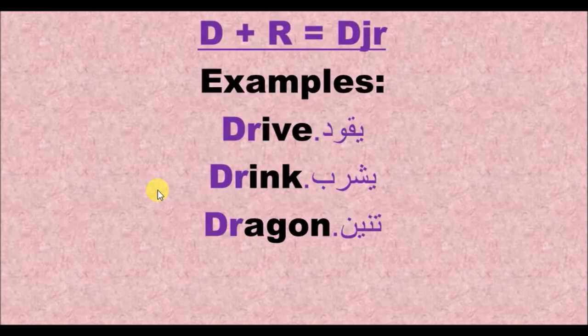I have the second one, it's D plus R. If you find D plus R, it will give you the sound of a ger. So here, guys, I'm not saying drive, I'm saying drive. I'm not saying drink, I'm saying drink. I'm not saying dragon, I'm saying dragon. So T plus R, it will give the sound of a cher, like tree, traffic. But D plus R, it will give the sound of a ger, like drive, drink, and dragon.